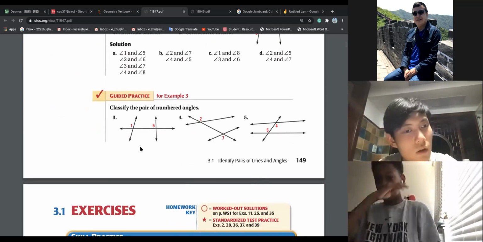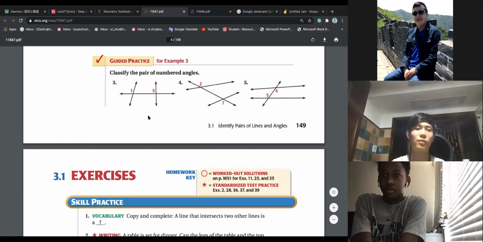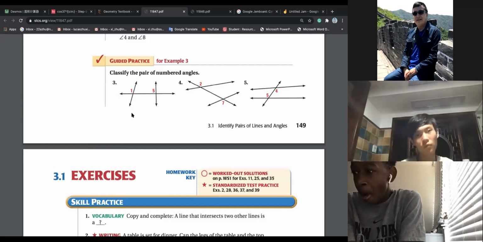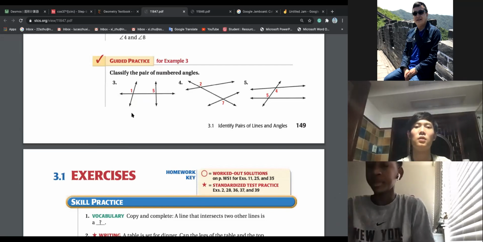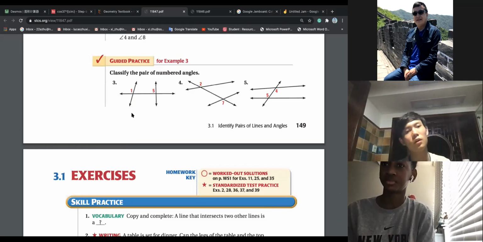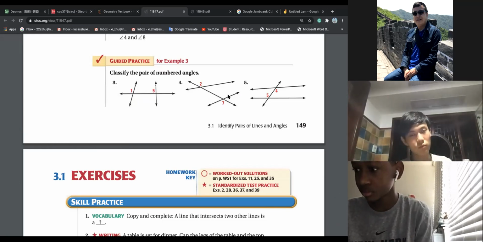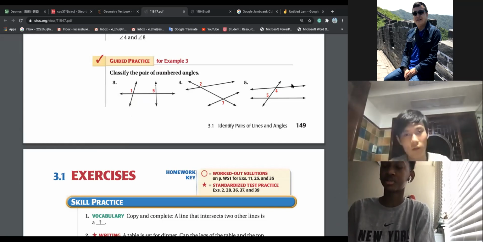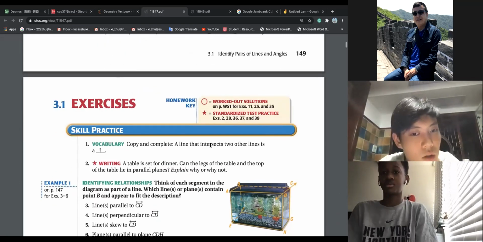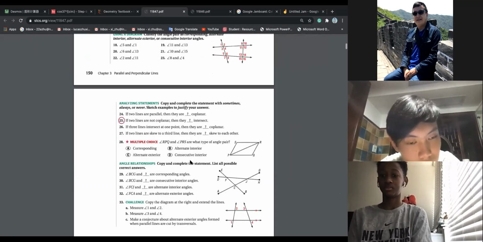Okay, let's do this one. Classify this pair, question 3. What kind of pair? Corresponding. Yep. How about 4? Alternate exterior. Yep. How about 5? Alternate interior. Yep, you got it. I think you get all of this, so we can move on to the next part.